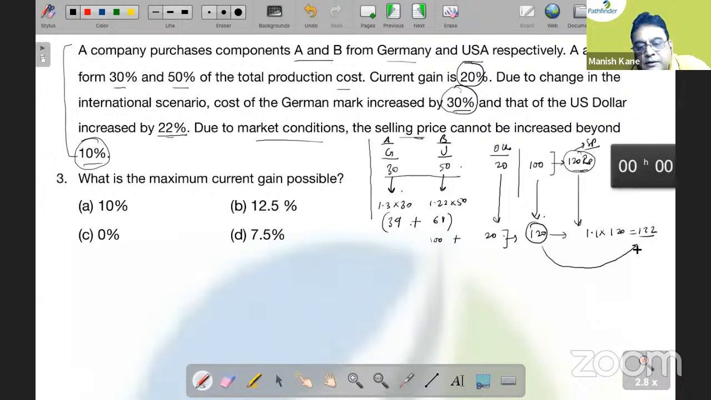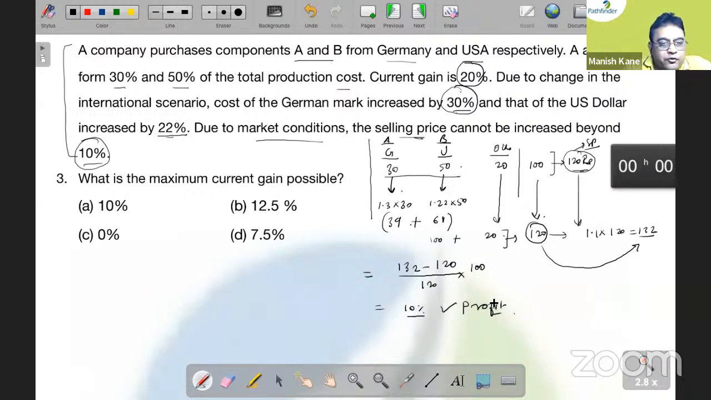And what is the percentage profit? I am writing it down only for your understanding. Otherwise, this can be very easily done orally. This is 10% profit.